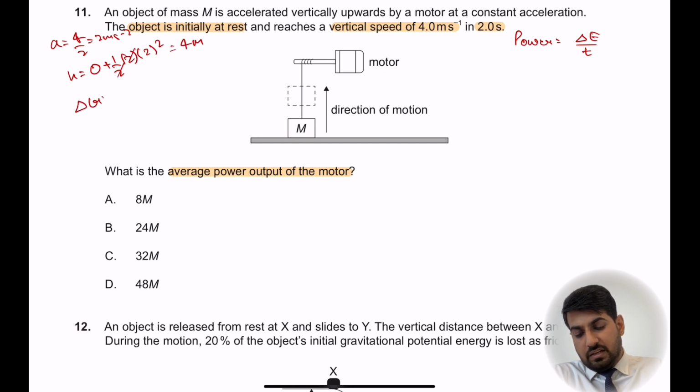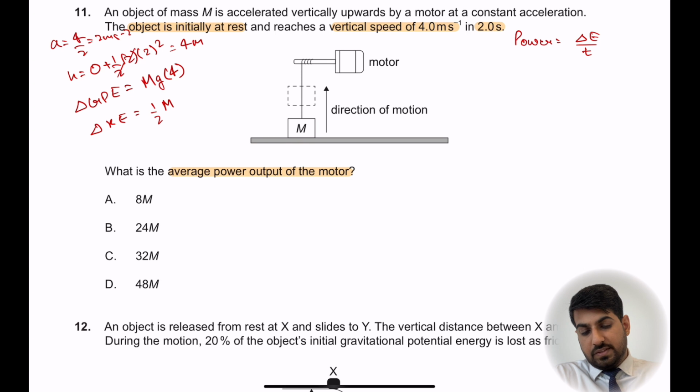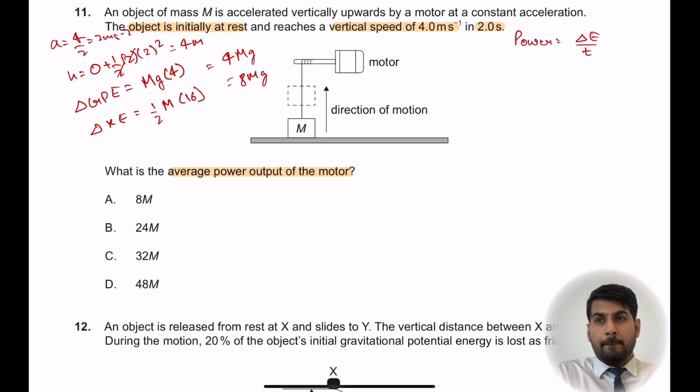So I can say the gain in gravitational potential energy is capital M g into h, which is 4. And kinetic energy is also gained because it increases the speed. So half m v square, v is 4, so 16 by 2. This is 4 mg and this is 8 m only.